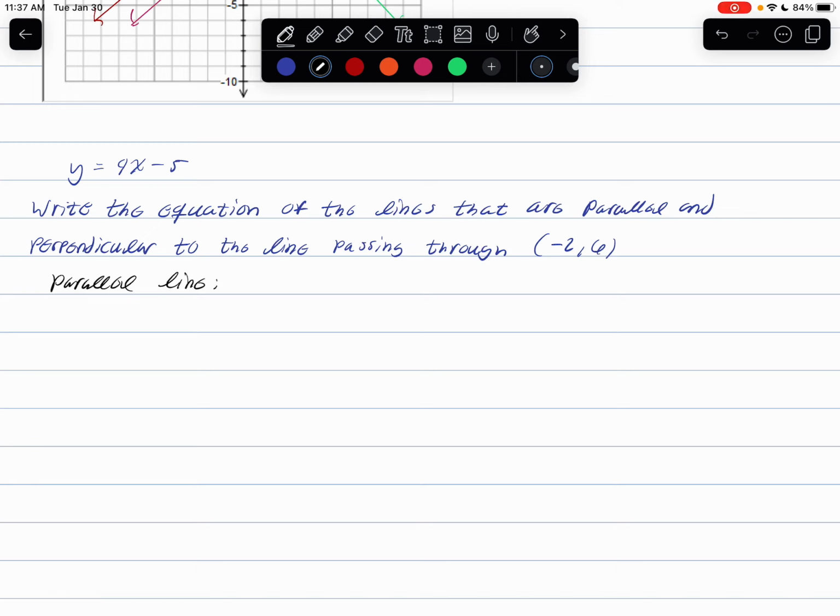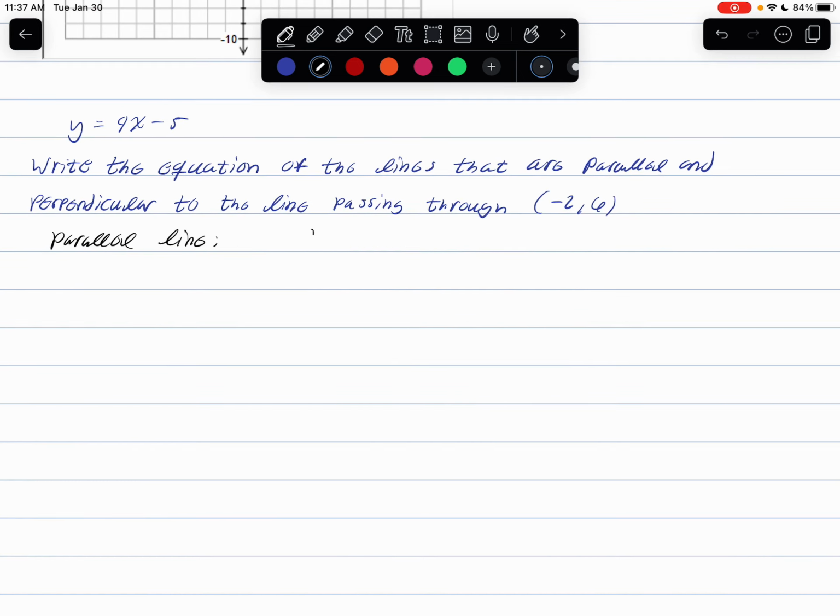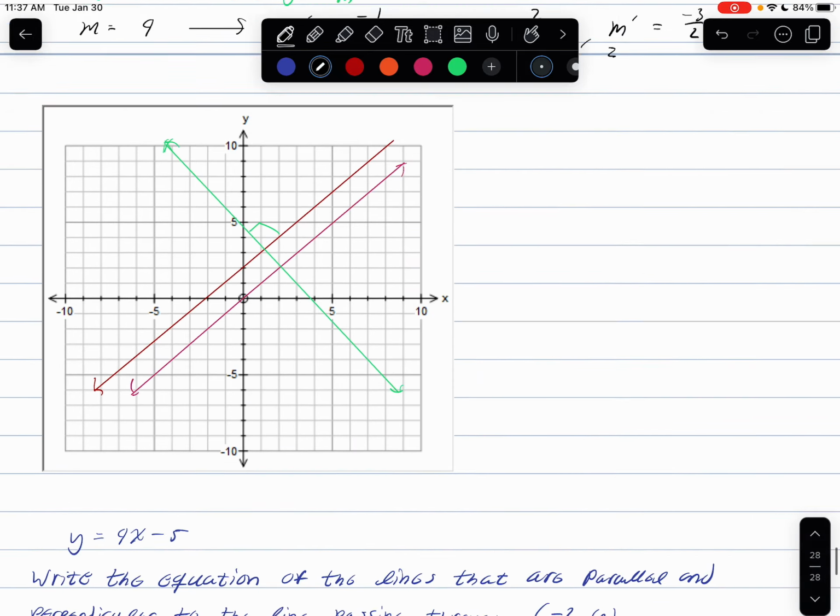Okay, so we're trying to find a line that is parallel to y equals 9x minus 5 and is passing through the point negative 2, 6. We know that our original line is given by y equals 9x minus 5. So let's start by finding what our slope is. Our slope here is m equals 9. In our example, we actually already found this.